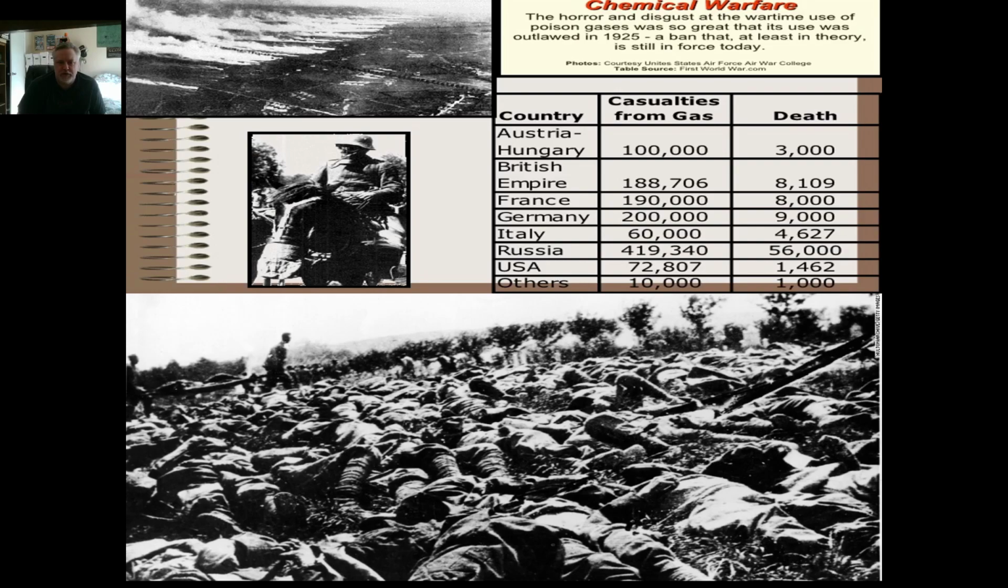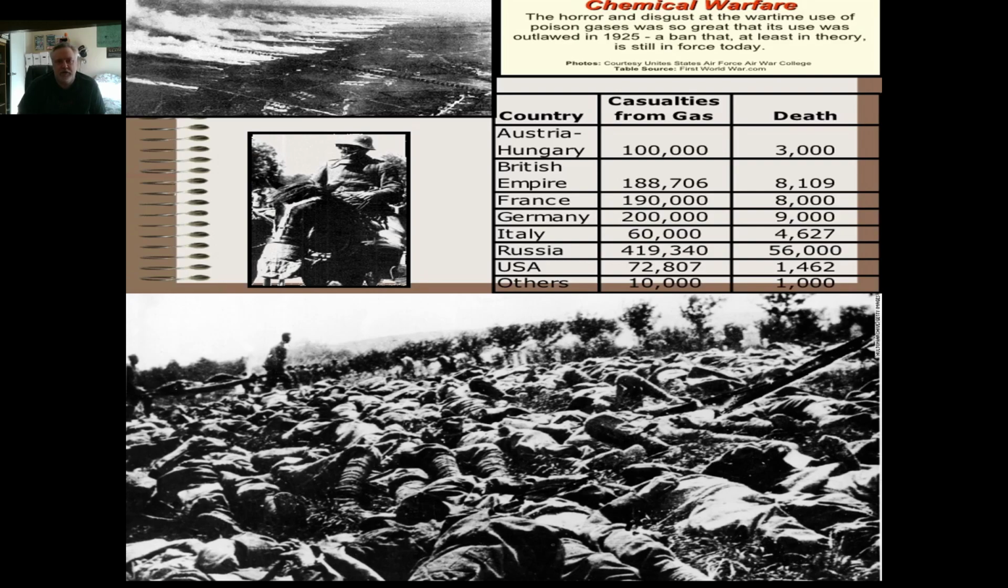They were so horrific and so terrible. And you can see the bodies. There was a ban put into place in 1925 that says you don't use these things. You don't use these things. And it's still enforced today.